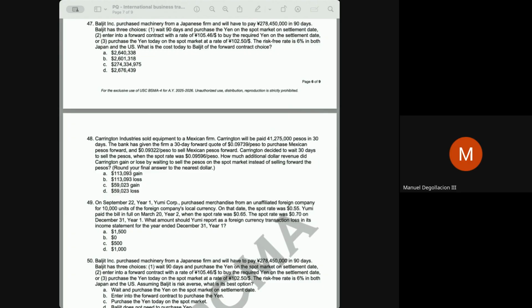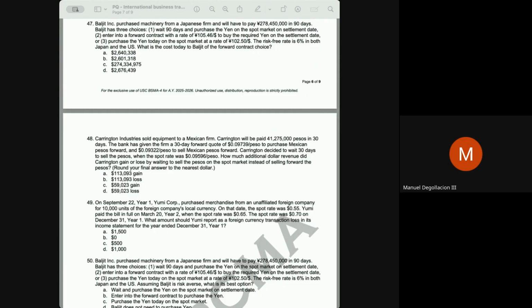Carrington decided to wait 30 days to sell the pesos when the spot rate was 0.09596. So basically, on the transaction date, had it already agreed to sell to the bank, it would have received the equivalent dollar value of the 41,275,000 pesos based on the exchange rate of 0.09322. But since it decided to wait, what it actually got is the equivalent dollar value based on 0.09596.